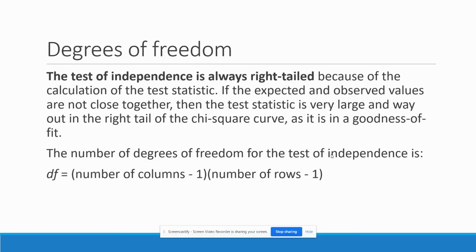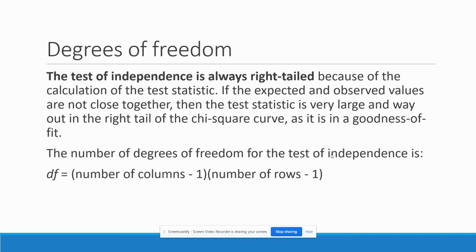The test for independence is always right-tailed because of the calculation of the test statistic. If the expected and the observed values are not close together, then the test statistic is going to get really large, and it's going to be way out in the right tail of the chi-squared curve. That's the same as it was in the goodness of fit test.